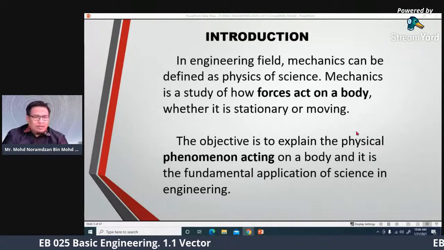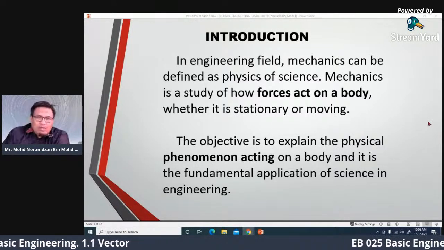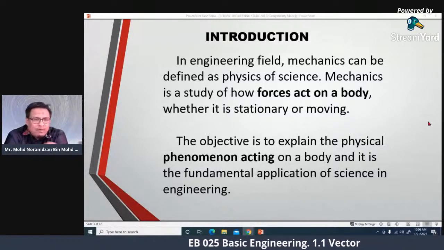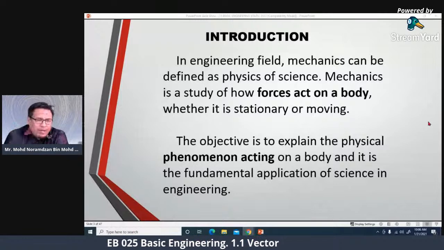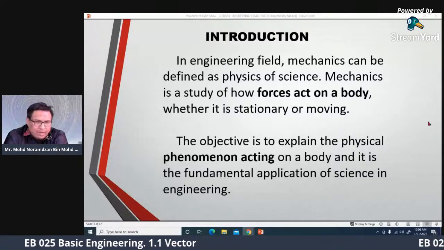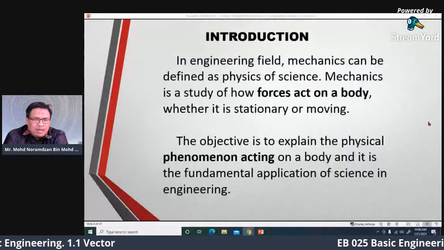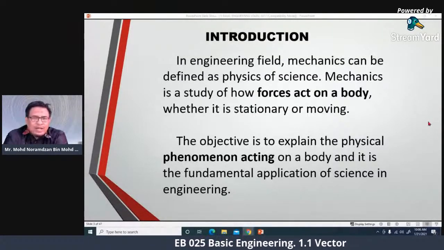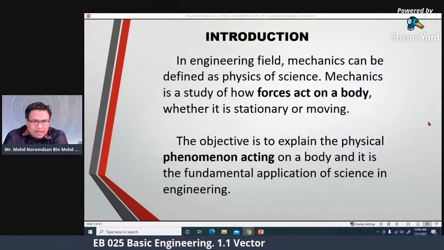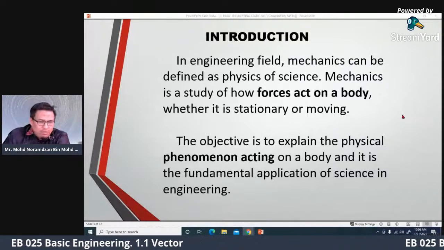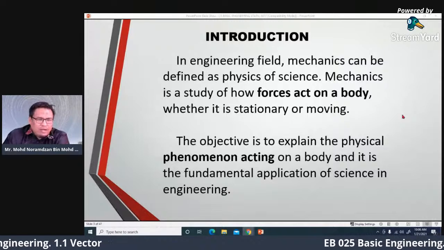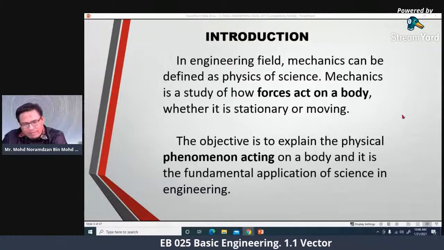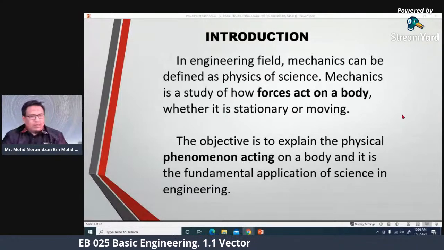The objective is to explain the physical phenomenon acting on the body, that means what will happen to the rigid body. It is a fundamental application of science in engineering. I remind you again, if you have any question regarding this topic, please chat with me privately, and I will try to answer it.